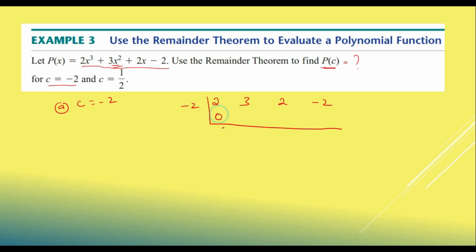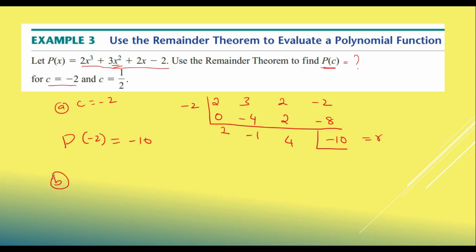Just add a 0 here and then add downwards: 2 plus 0 is 2. Multiply with minus 2, this is minus 4. Vertically add them, this is minus 1. Multiply with minus 2, you get 2. Add, it will be 4. 4 times minus 2 is minus 8. And the addition is minus 10. This is the remainder, r is minus 10. So you get p of c, which is p of minus 2, is minus 10.